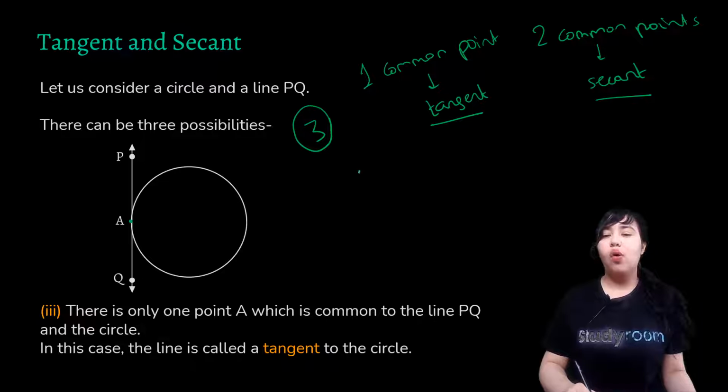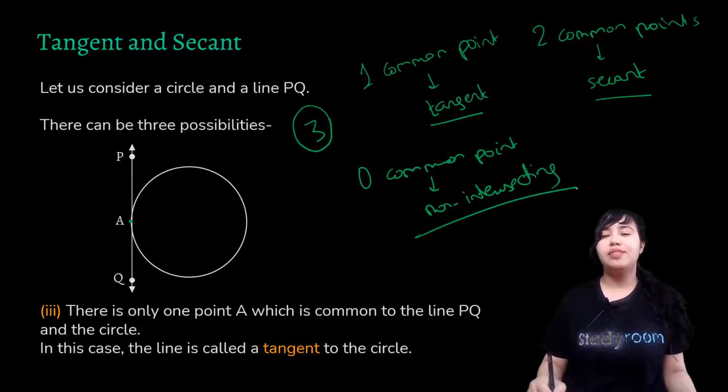What about the case of zero common points? It obviously means that the line does not intersect with the circle, or we can say that the line is non-intersecting with respect to the circle.